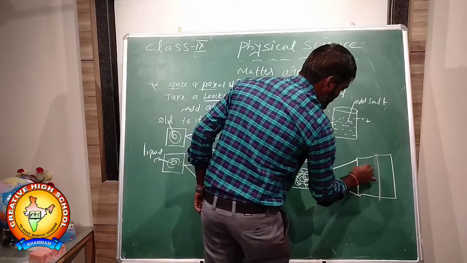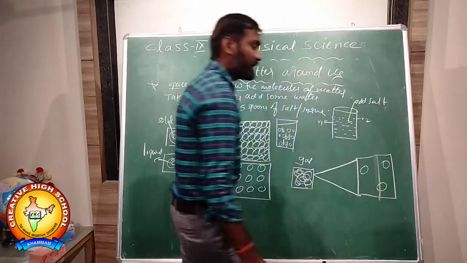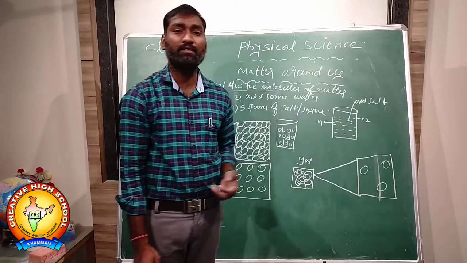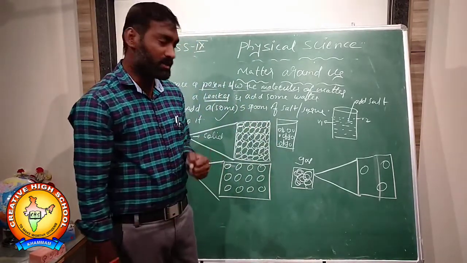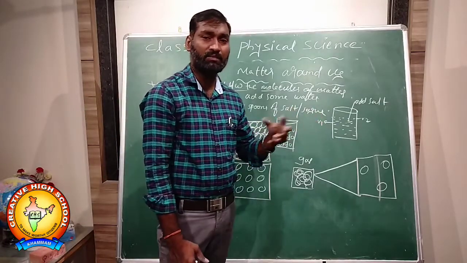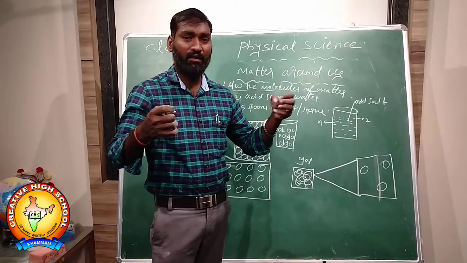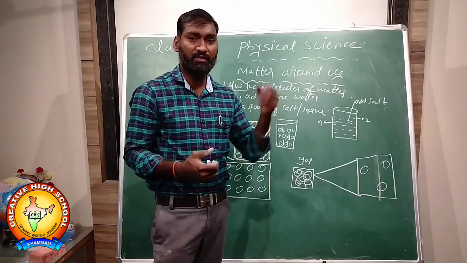So the particles present there are very free. The rate of diffusion is high for gases because they move faster. The speed of the particles is higher, and the space present between the particles is also very high. That's why the rate of diffusion of gas is very high.